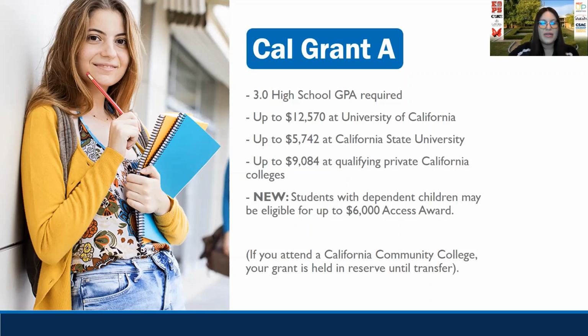Students attending a UC can receive up to $12,570. If they are attending a CSU, they can receive up to $5,742. And if they are attending a qualifying private California college, they can receive up to $9,084. Students with dependent children may also be eligible for $6,000 of Access Award. If a student is attending a community college before transferring into a four-year university, their Cal Grant A will be placed on hold until they transfer.